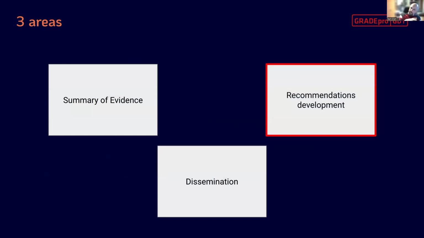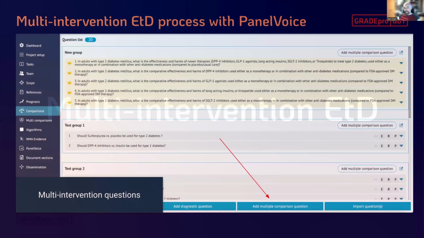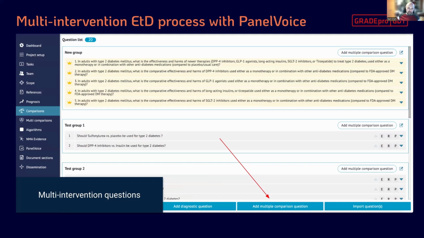Obviously, if we are talking about multiple interventions, we also want to talk about giving recommendations based on comparing and judging the effect and judgment criteria on multiple interventions at the same time. So that's why we introduced multi-intervention ETD. Inside GRADEpro, you will find a new type of question, multi-intervention. These are the yellow ones.